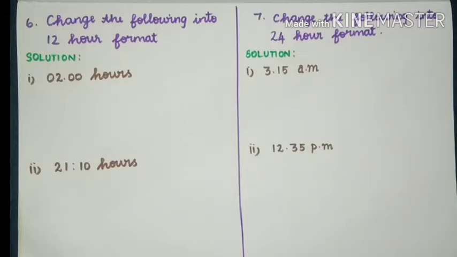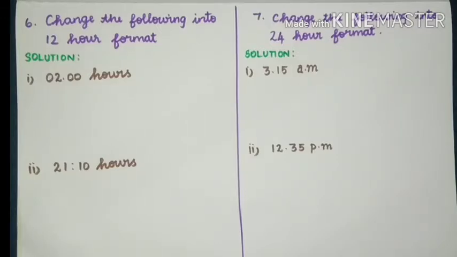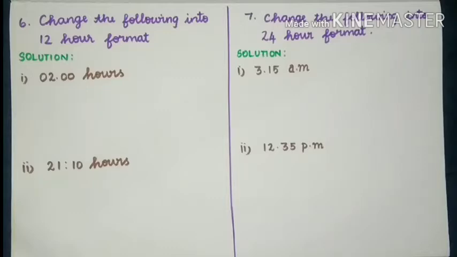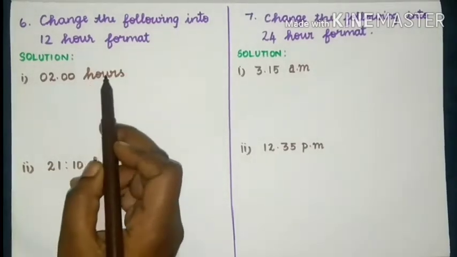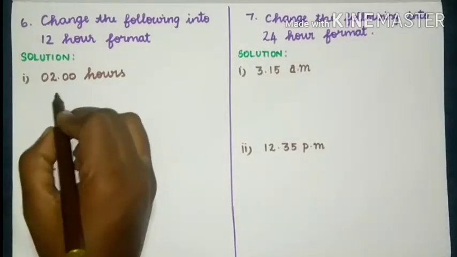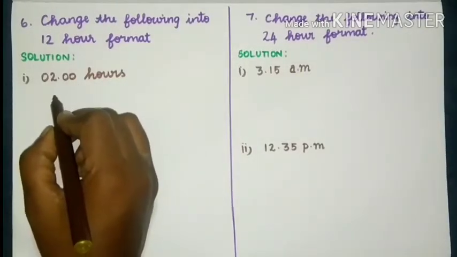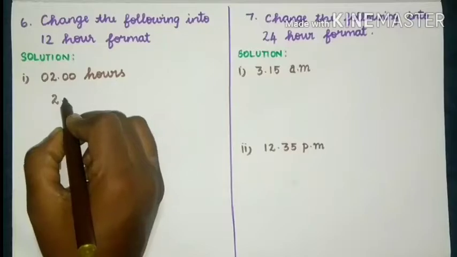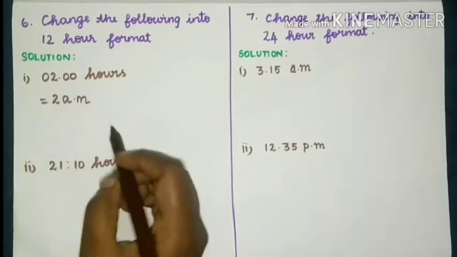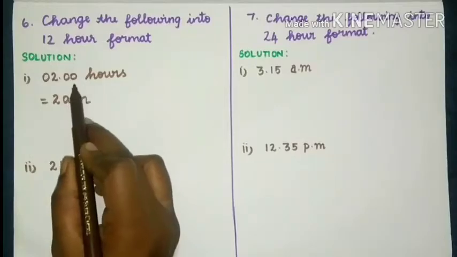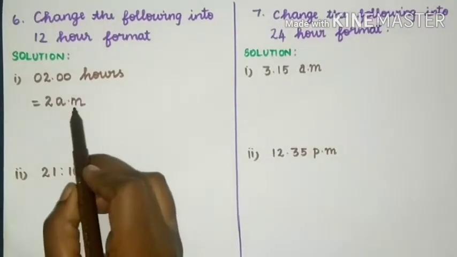Students, is that clear now? Let's see the first subdivision. Here the given hour is 2 hours. It is less than 12. So we have to write it with AM. 2 AM. Students, is it clear now? If it is less than 12, you have to denote it with AM.